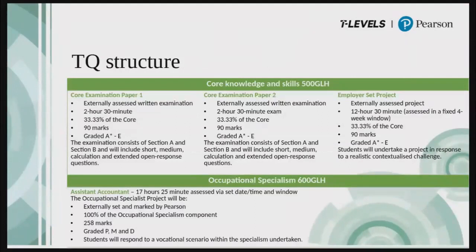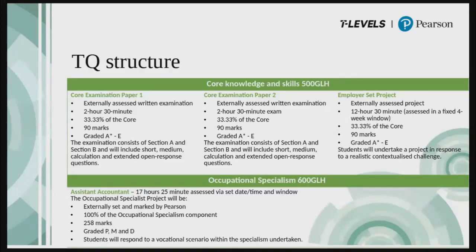This slide contains an overview of the technical qualification, or TQ in short. The TQ is split into two components, the core and the occupational specialism. The core is 500 guided learning hours and has 3 assessments. We will look at each assessment in more detail later in this presentation. There is one occupational specialism, assistant accountant. This is 600 guided learning hours and is assessed through the occupational specialist project. For this particular TQ, your students must undertake the core component and the occupational specialism.